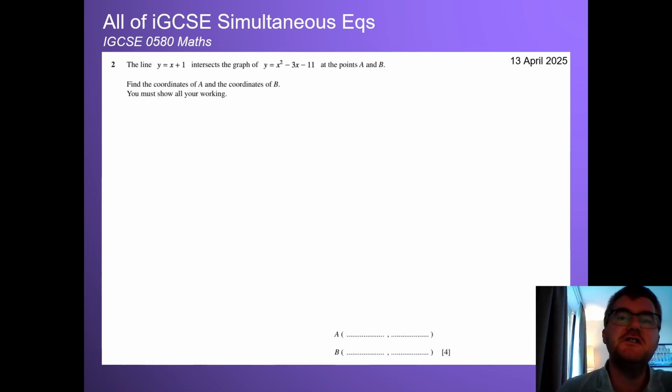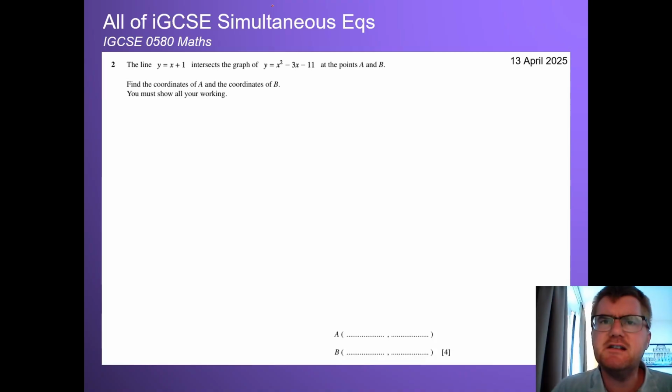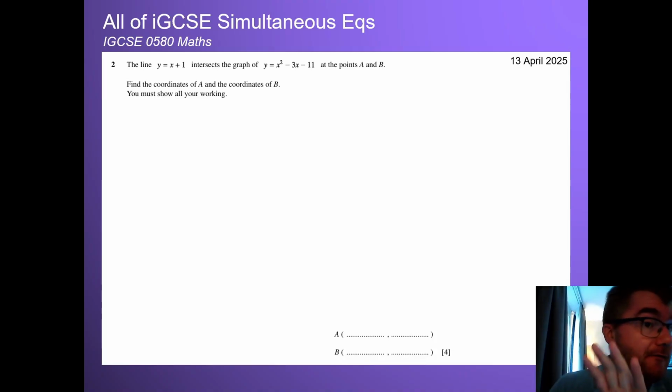Right, on to question 2. This is more of an extended style question. Actually, a question like this came up in one of the very recent May 2025 papers. This is not the same question, but it's very, very similar.